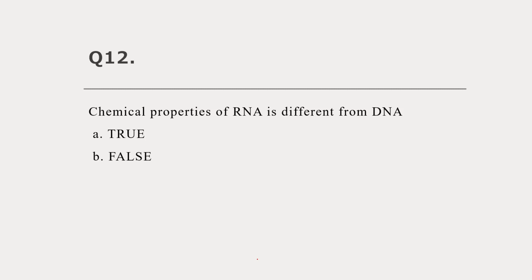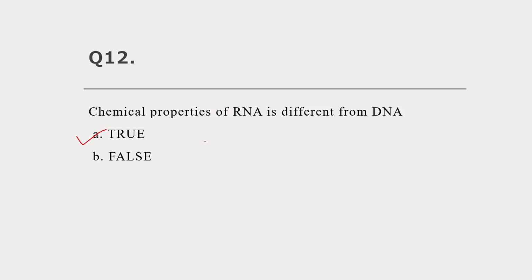So some of you have said true, some of you have said false. Those who have said false, see, the chemical properties of RNA are obviously different from DNA. It is true. Why? Because RNA has ribose sugar and DNA has deoxyribose sugar. So the presence of the OH group in RNA makes it more reactive in comparison to DNA.